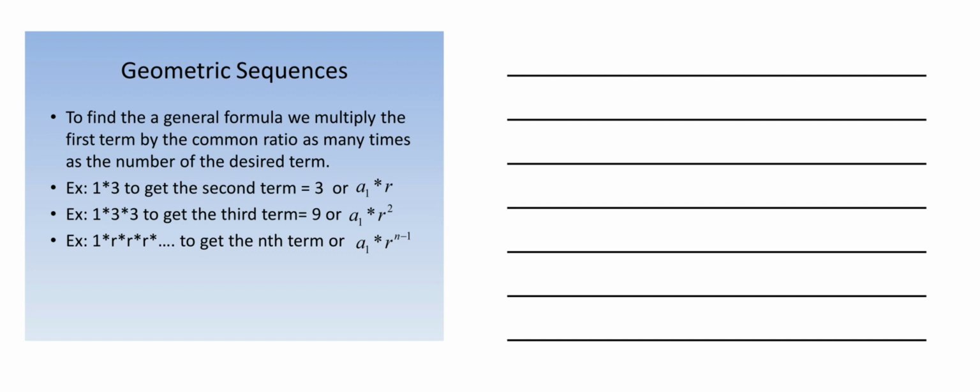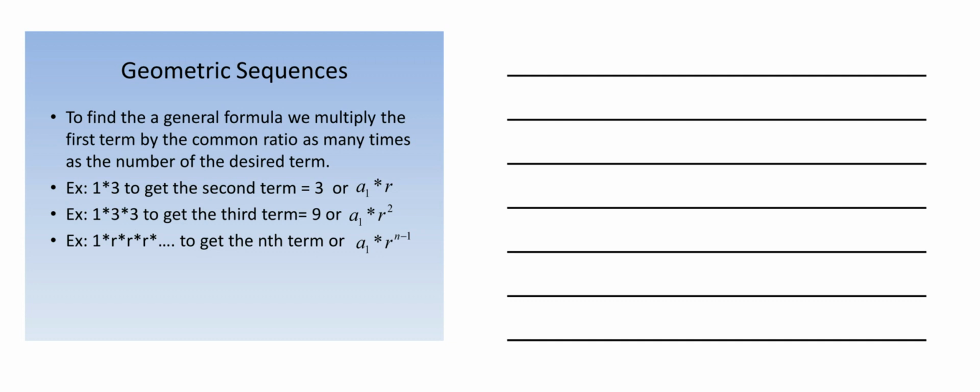Geometric sequences. To find the general formula, we multiply the first term by the common ratio as many times as the number of desired terms. So in this case, we're going to multiply the a. Okay, example. We have 1 times 3 to get the second term, which equals 3. So in this case, the first term, do notice, is a 1. Or our equivalent in variable or letter format, a sub 1, an initial value of 1, times the r.